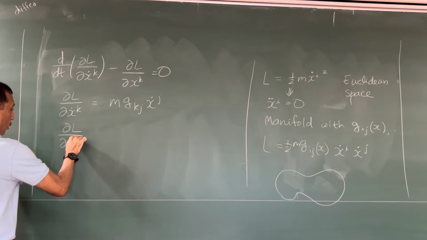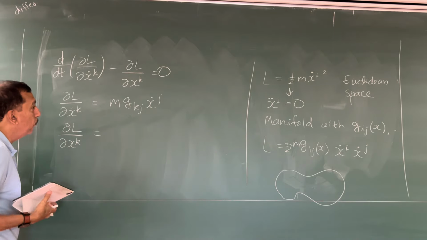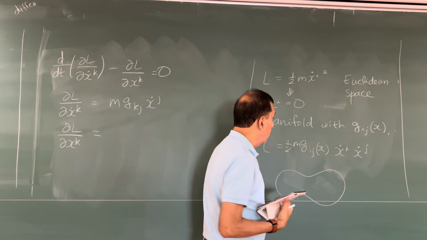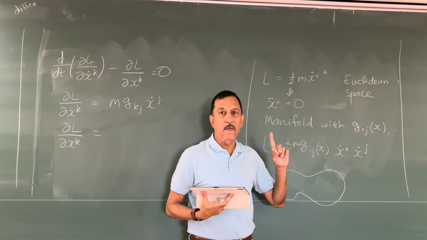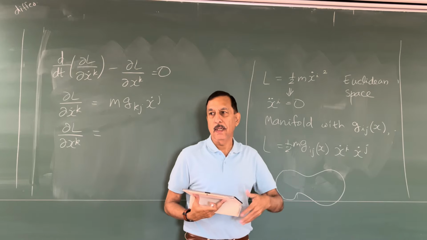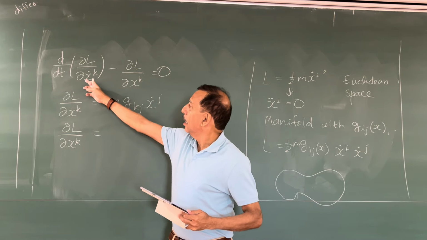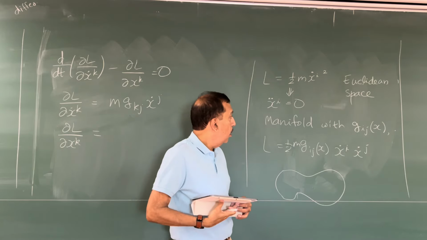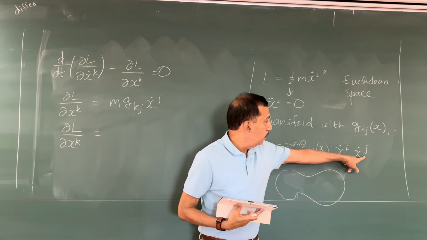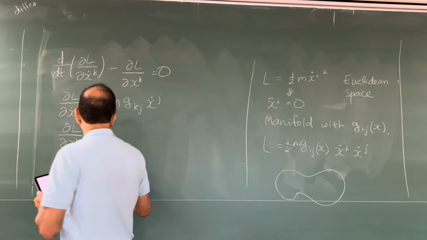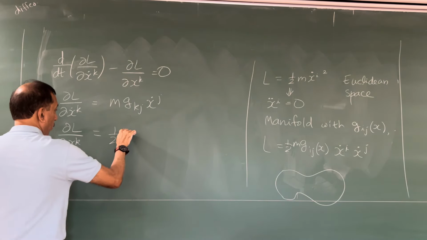What about del L by del x k? Now here, the only thing that depends on x, so when we differentiate in x, then x dot is treated as constant. When we differentiate in x dot, then x is treated as constant. This is how partial differentiation is done. So when we differentiate in x, these things don't care, and we differentiate only here. So how do we do that? So we write half m.